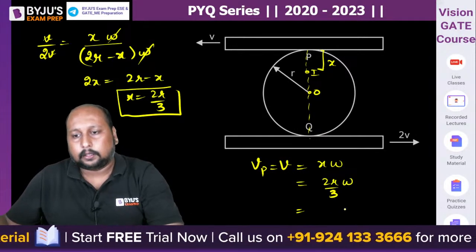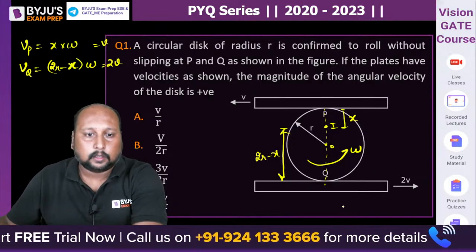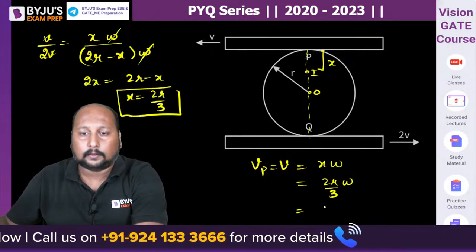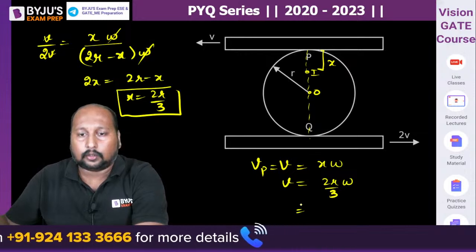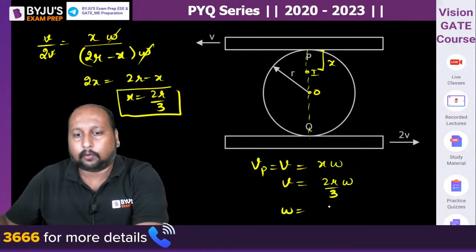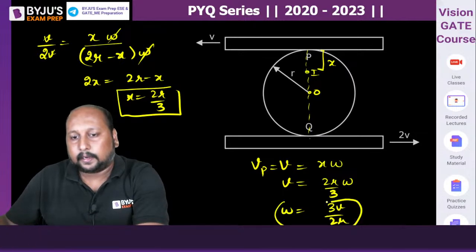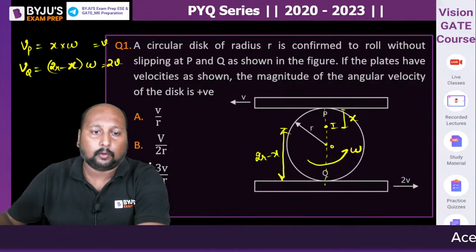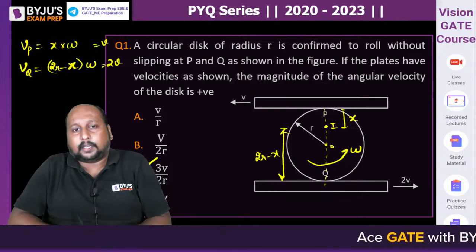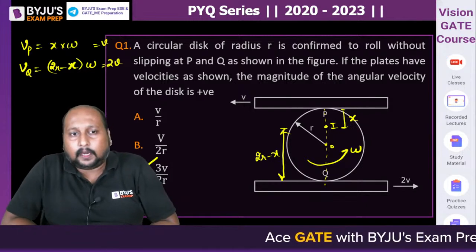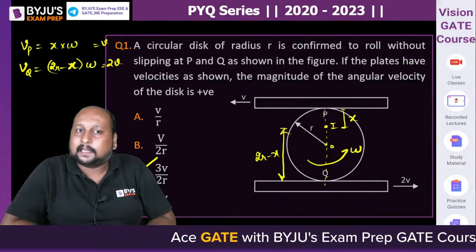Option C. Very good. So 3v by r. Fine. So your omega will be equal to 3v by 2r. 3v by 2r is the answer. Option C is the correct answer. Very good, Ashay.